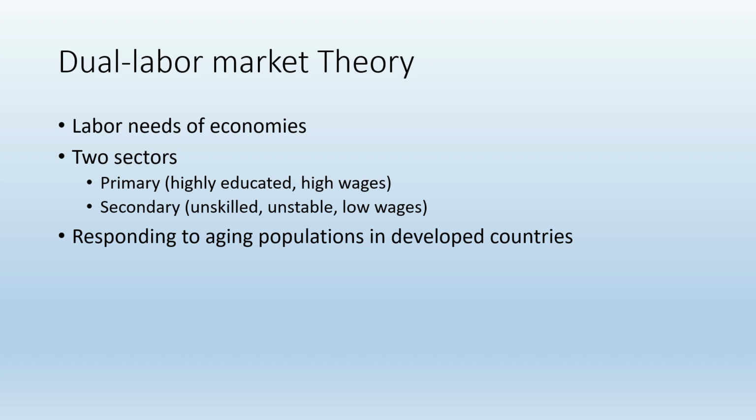Let's start with the dual labor market theory. This idea is that basically labor is an essential part of economic activity. They're basically divided in this theory into two sectors. The other thing that's happening that's really important is that a lot of countries in the developed world are responding to their aging population by promoting immigration from other places.